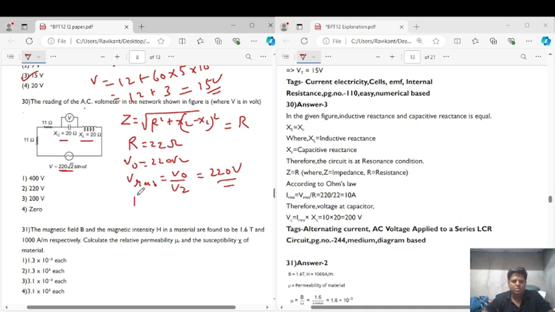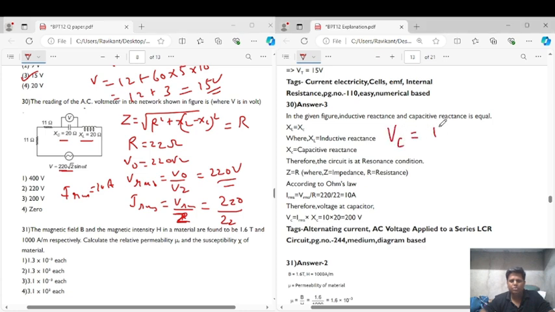So IRMS will be equals to VRMS upon Z. So this will be equals to 220 upon Z, which is nothing but R, which is equals to 22. So we get IRMS is equals to 10 ampere, right? Now if IRMS is equals to 10 ampere, so the voltage drop across the capacitor will be equals to IRMS into XC.